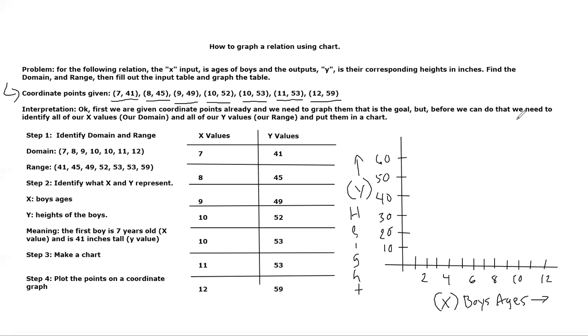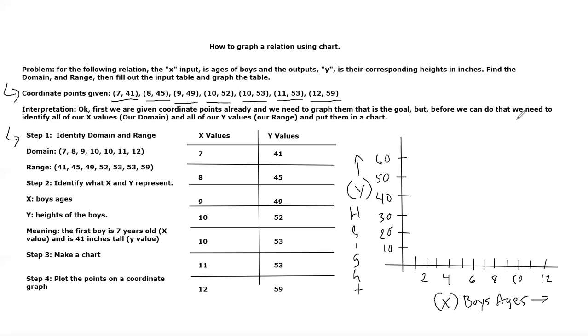So step 1, if you haven't already, make sure to copy down the problem, the coordinate points. You don't have to write down the interpretation, just listen to it. You can write it down if you want, though. Interpretation: first we're given coordinate points already, and we need to graph them. That is the goal. But before we can do that, we need to identify all of our x values, which are our domain, and all of our y values, which are our range, and put them in the chart. Okay, step 1, identify domain and range.